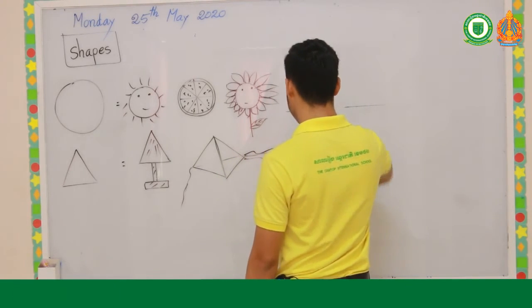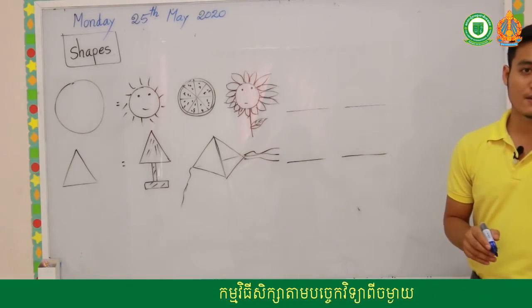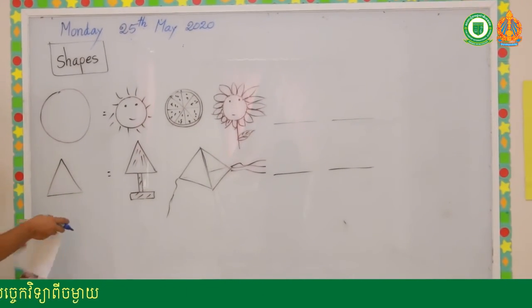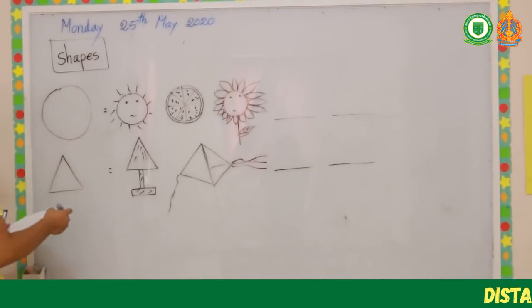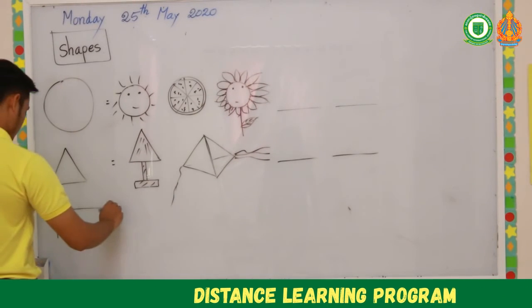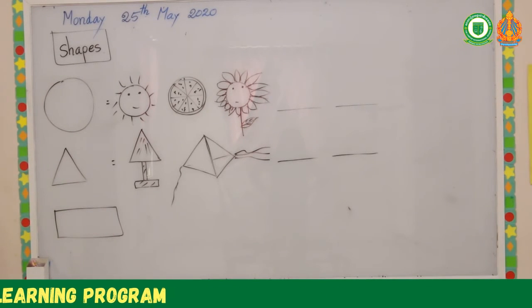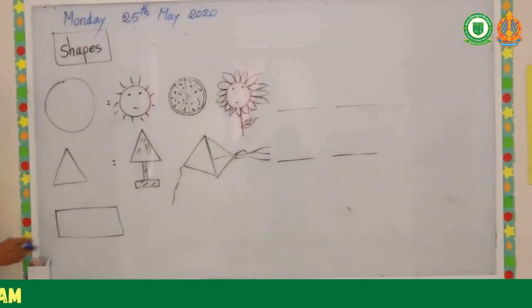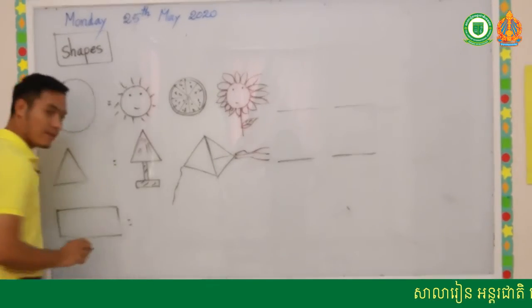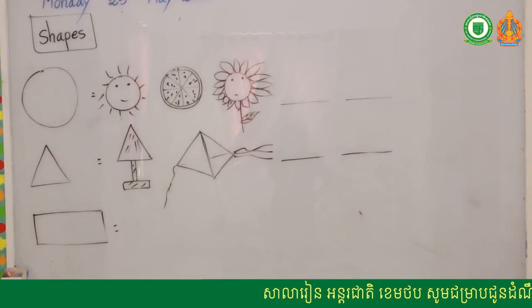Find more pictures that come from the shape of circle and the shape of triangle. Okay, go to the next one. I want to talk about the shape of this one. What's this? Rectangle. Good. So what things can you make from the shape of rectangle? Can you tell me?